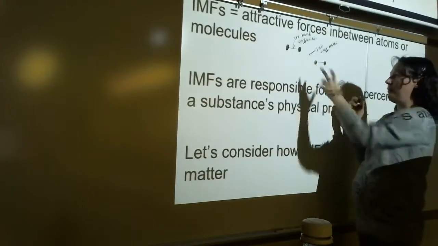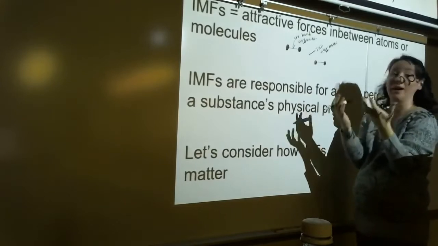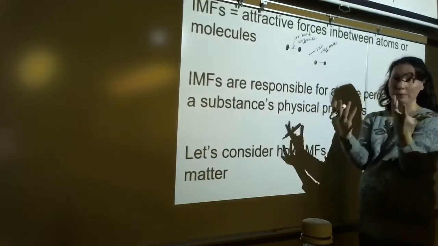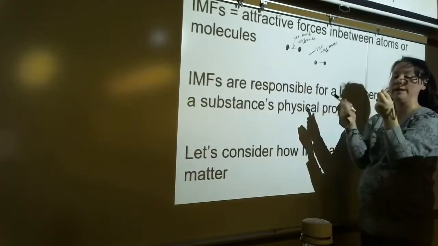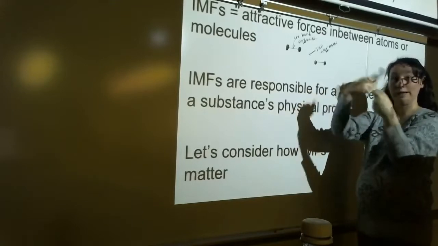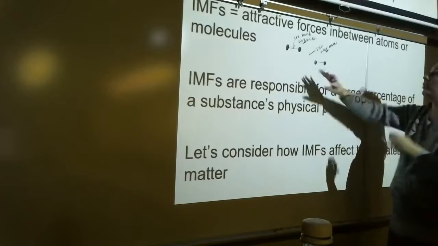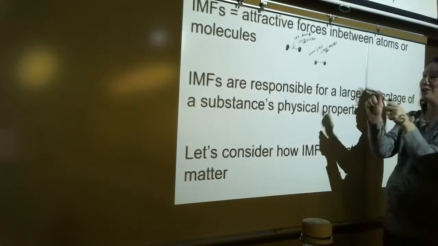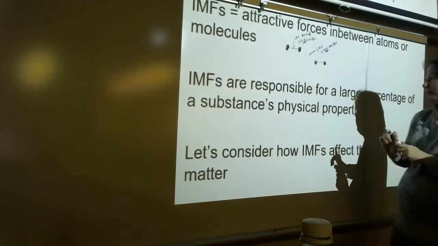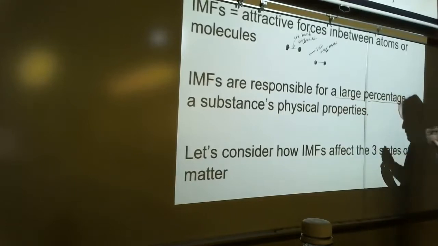So you can think about this like a magnet. When you stick a magnet to your refrigerator, that's not a bond. You're not creating a chemical bond, that's an attraction. You can think of it the same way. The positive end of a magnet attracts the negative end of another magnet. That's not anything permanent. It's the same thing. And so these IMFs give us a large percentage of our physical properties.